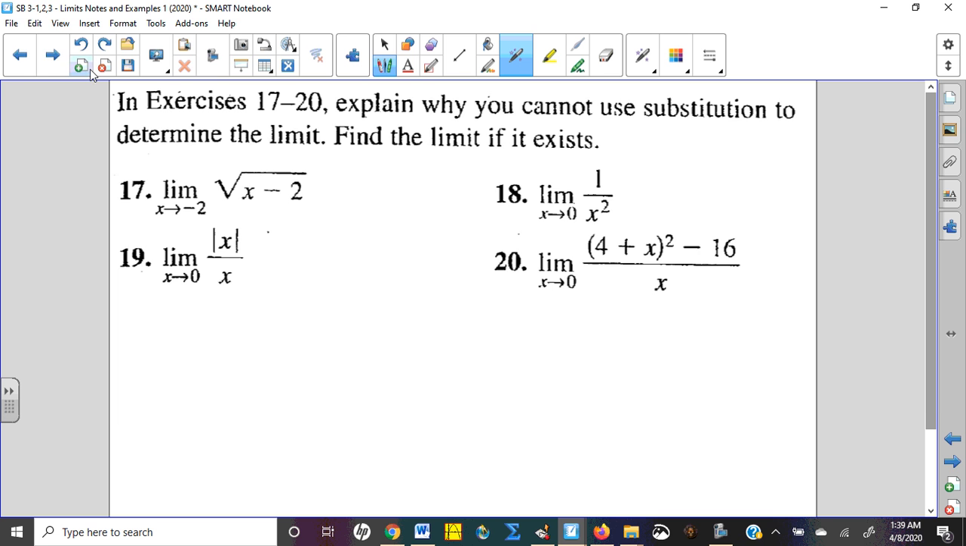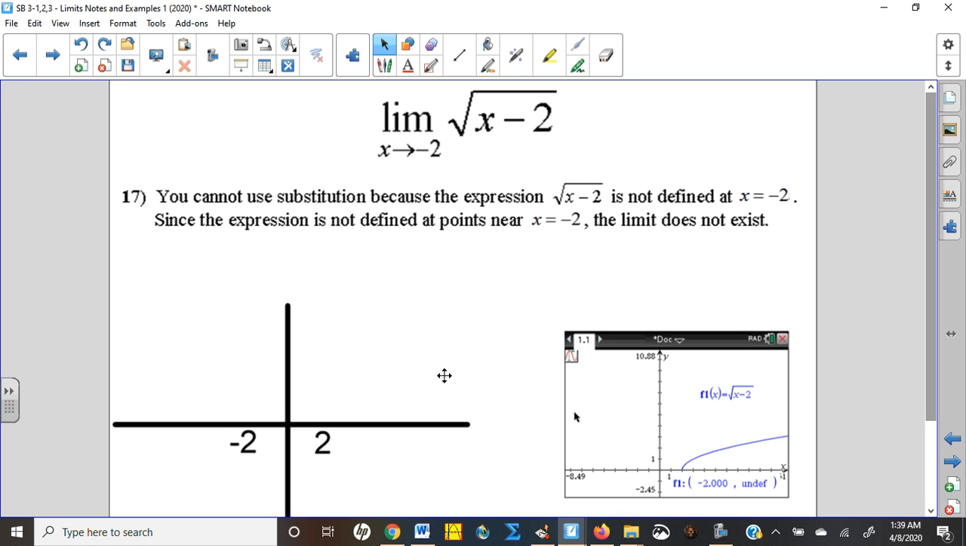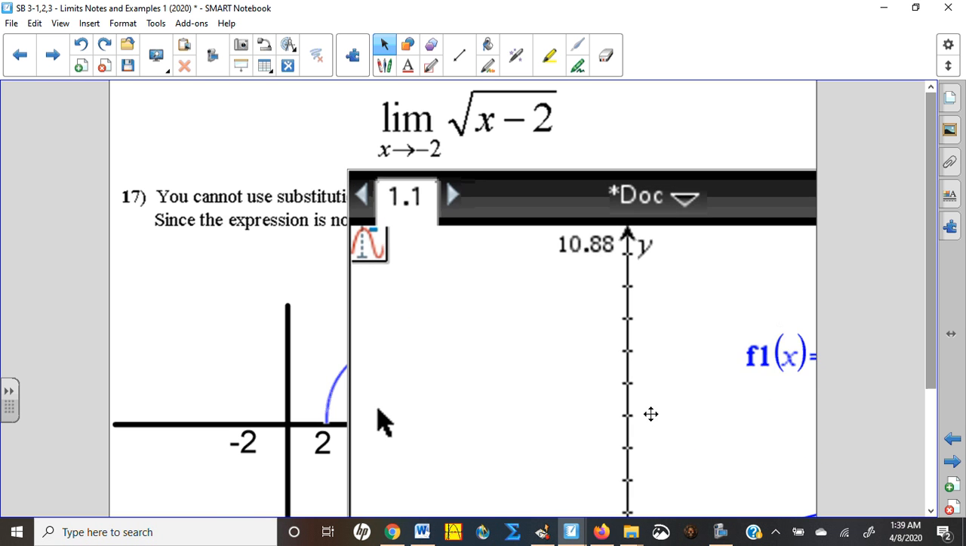So let's take a quick look at these four. Here's number 17, and we already talked about why we can't evaluate it. -2 is not part of the domain. It's not defined there. Because the square root of -5 is not a real number, the limit does not exist. But we know what square roots look like. We know that this is the square root of x, and so the -2 shifts it over, okay? And because we're trying to evaluate the limit back here, it just can't happen. It can't be done. And you can graph it on your graphing calculator and get the exact same thing. It's impossible.